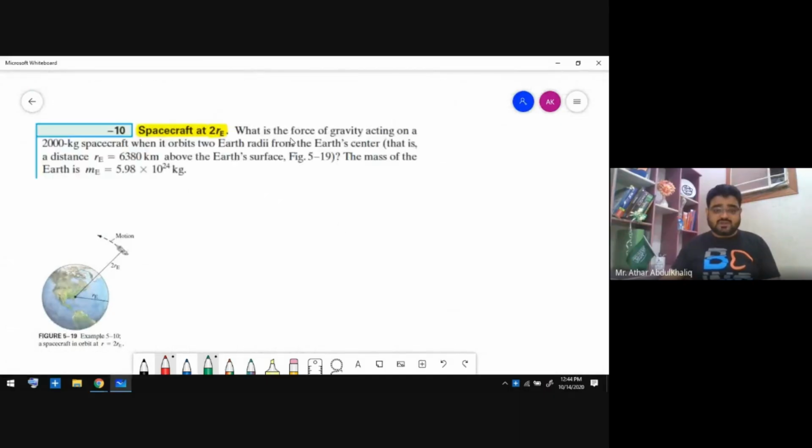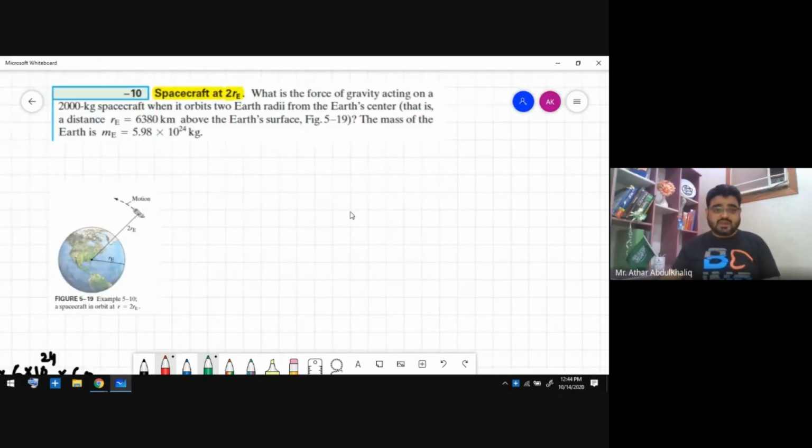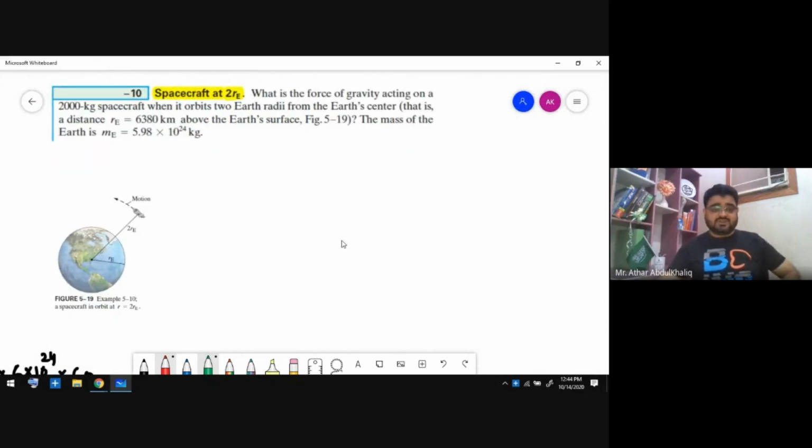This is example number 5.10 from your book, and this example is about the spacecraft. So the spacecraft is 2 radii from the Earth's center. The radius of the Earth is given, mass of the Earth is given, mass of the spacecraft is given. Let me write in a special way: m1, the mass of the spacecraft, or I can write ms, that is 2000 kilogram.